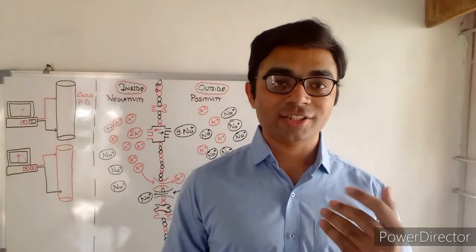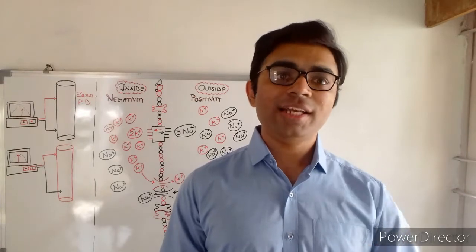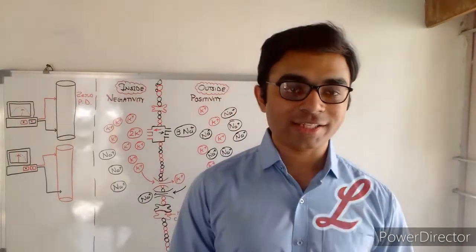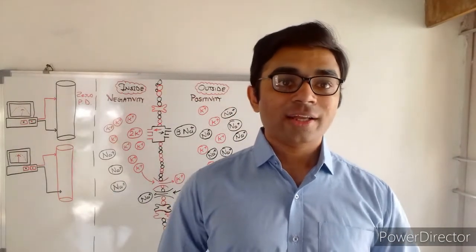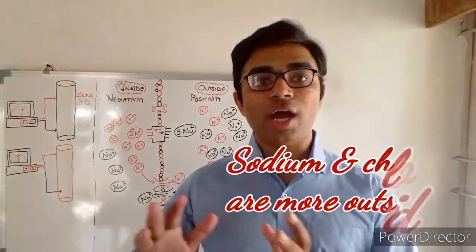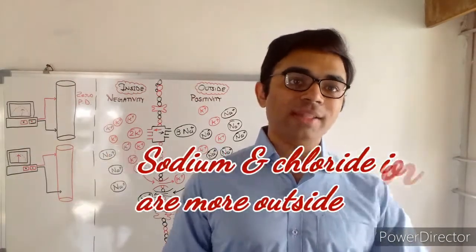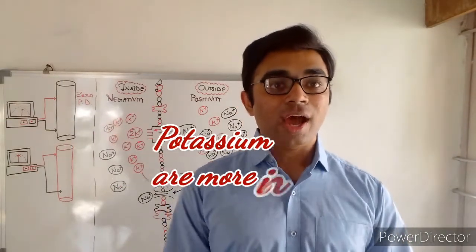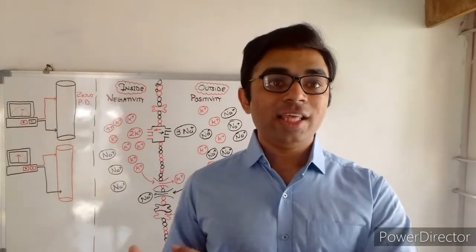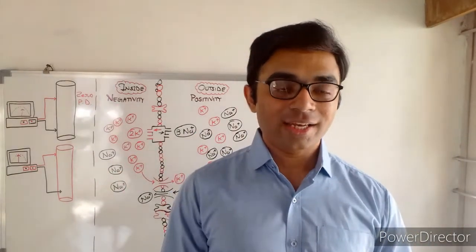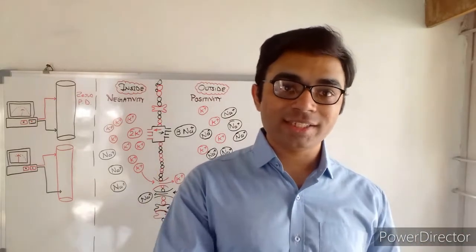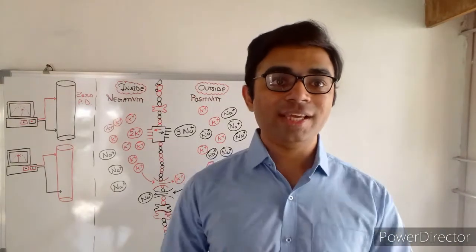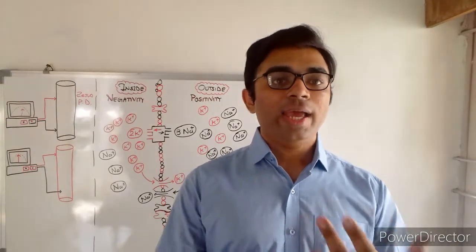But there are other channels, and a new concept, that is leak channels or leaky channels. The leak channels are mainly for sodium, potassium and chloride ions. The concentration of sodium and chloride ions is more outside of the cell, and potassium ions are more inside of the cell. Because of the leak channels, sodium ions, after being pumped outside of the cell, diffuse back inside of the cell. This means that sodium ions will move inside and potassium ions will diffuse outside the cell membrane. So this creates an ionic imbalance.